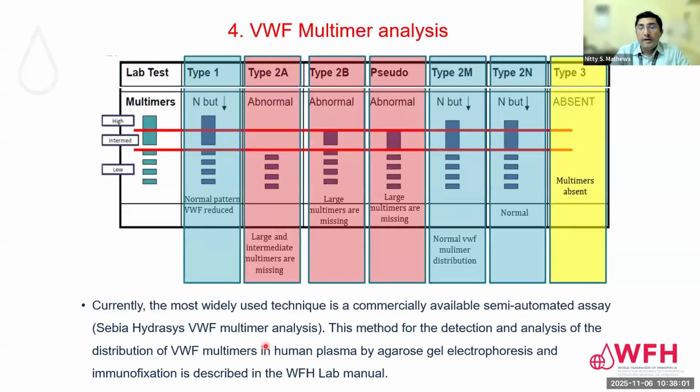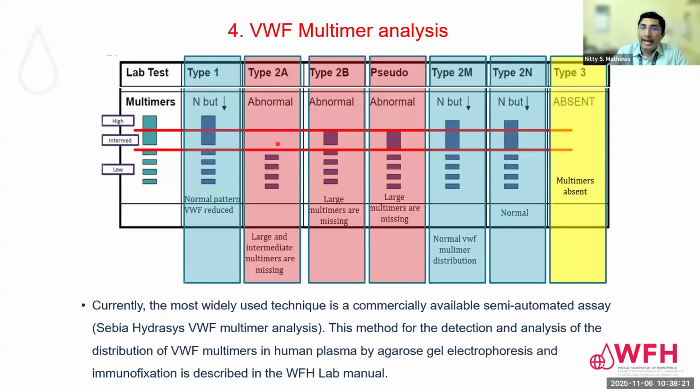That brings us to multimer analysis. This is a figurative representation. So you have the different multimers of the von Willebrand factor molecule, the low, intermediate, and the high, which are represented here. In a type 1, all the multimers are present, but in a reduced concentration. Therefore, you have a normal pattern, but maybe in a reduced intensity.